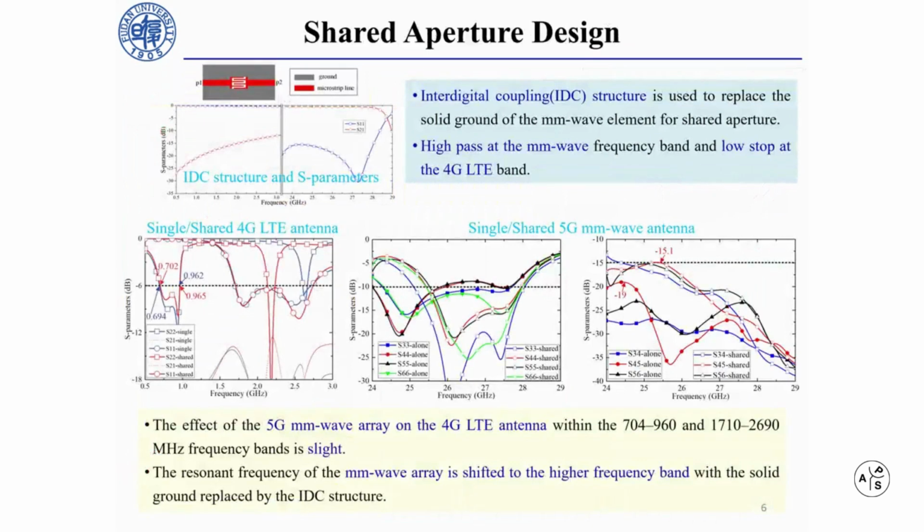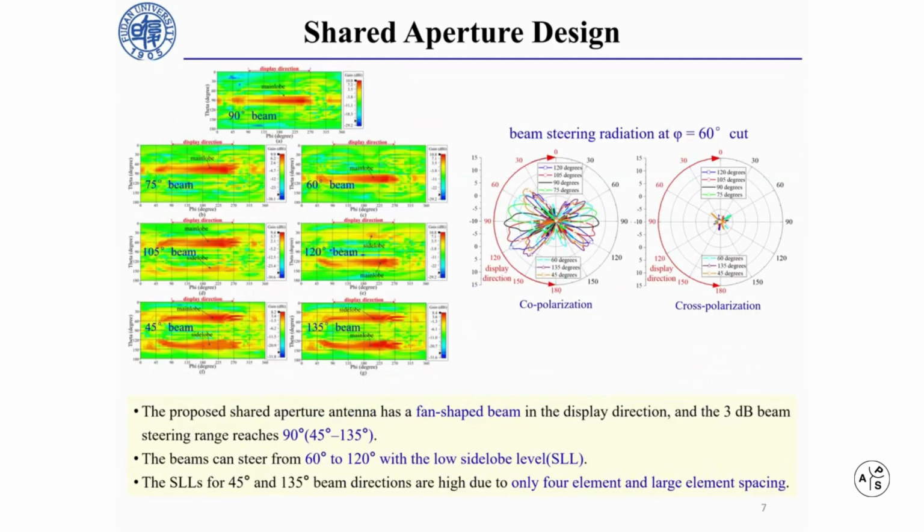IDC is used to replace the solid ground for shared aperture design, which is high pass at the millimeter wave frequency band and low stop at the 4G band. In the shared aperture design, the effect of the 5G millimeter wave array on the 4G antenna is slight. The resonant frequency of the millimeter wave array is shifted to the higher frequency band with the solid ground replaced by the IDC structure. Finally, the beam steering patterns of the 5G millimeter wave array are shown here.